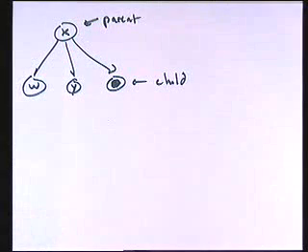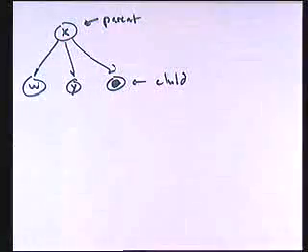So we have the node containing X is the parent of the node containing W. It's the parent of the node containing Y. It's the parent of the node containing O. Each of these 3 nodes has X as its parent. These 3 are the 3 children of X. And so we have that relationship there.